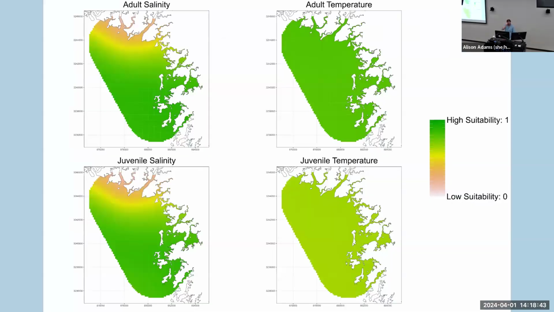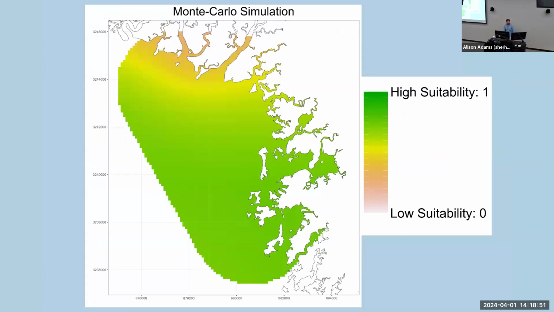And so here's what it ends up looking like for the Monte Carlo simulations. You'll note we see the same patterns for adult and juvenile salinity as well as adult and juvenile temperature. Similarly, when we combine them all together, we end up with a very similar plot, which at this point I was very concerned that I had wasted all of my time. But you can see that they have the contour here with increased suitability as we move down.